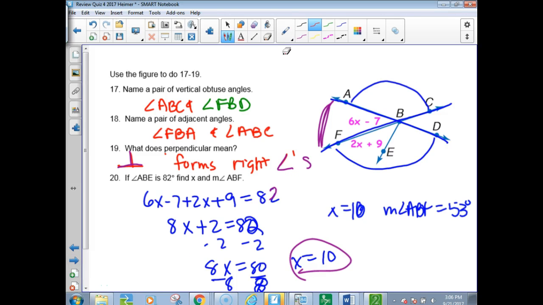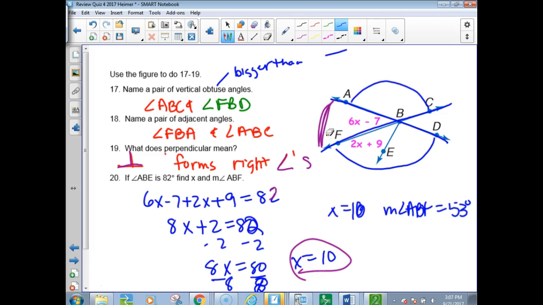Okay, back to here, please. On 17, name a pair of vertical obtuse angles. There were two vocabulary words, vertical and obtuse. The quiz might say vertical and acute. Obtuse means bigger than 90. All right, you got to turn this worksheet in. Anyway, you don't have to write all these notes on it. We're just turning it in.